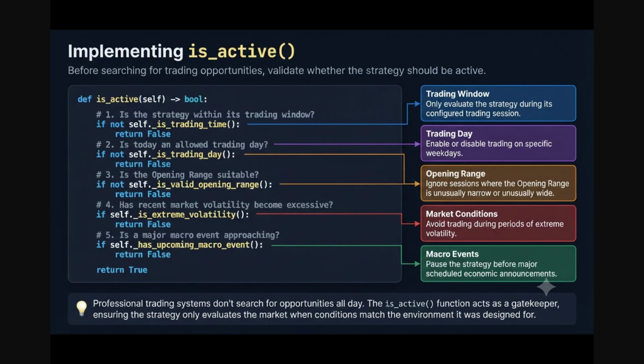We also validate the opening range itself. If it's unusually narrow or unusually wide, today's market may not be suitable for this strategy, so we simply skip it. Finally, we consider market conditions. If the pre-market has already been exceptionally volatile, or if a major macro event is approaching, we can temporarily deactivate the strategy and wait for more favorable conditions. The important point is that none of these functions generate trading signals. They simply decide whether today's market resembles the environment this strategy was designed for.